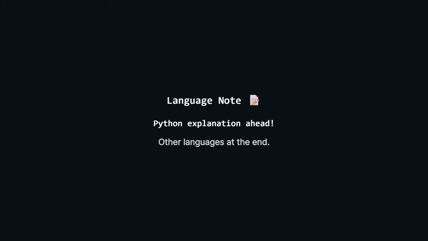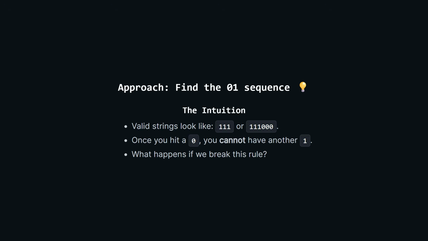Just a quick heads up, we'll be walking through the solution using Python first because it makes the logic incredibly clear. But don't worry if that's not your main language. I'll be showing the full code for Java, C++, and JavaScript towards the end of the video. Okay, let's talk about the approach. The editorial calls this finding the 0-1 sequence.